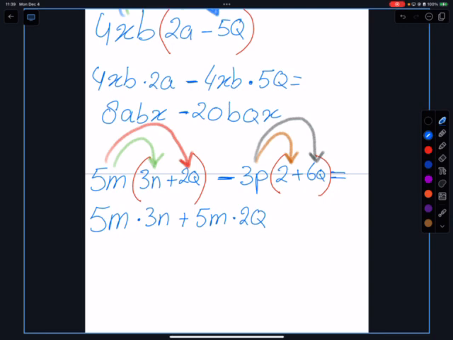No, this is the final answer. Plus 15 or negative 15? Negative.